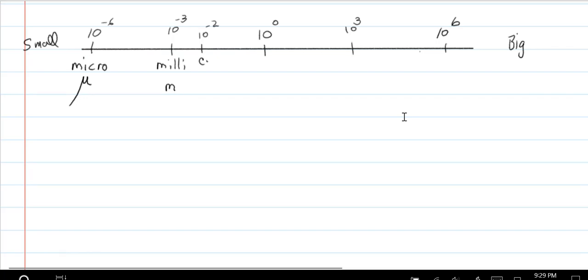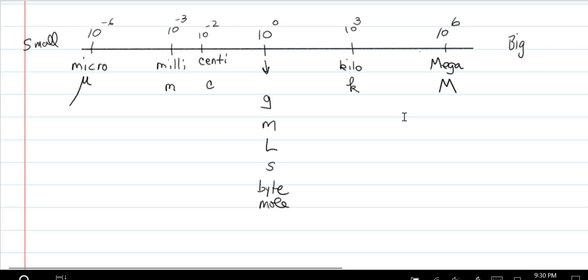At 10 to the minus 2, that is centi, which is a lowercase c. Now here at 10 to the 0, that is our base unit. So that's either going to be gram, meter, liter, second, byte, mole, whatever your base unit is, that's at 10 to the 0. 10 to the third, that is kilo, which is a lowercase k. And at 10 to the 6, the prefix that matches that is mega, and that is a capital M.